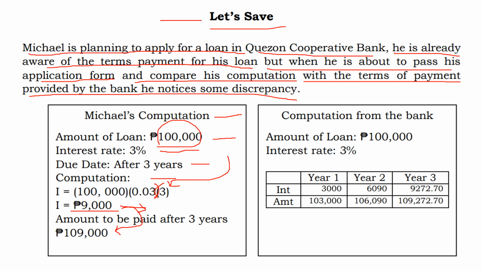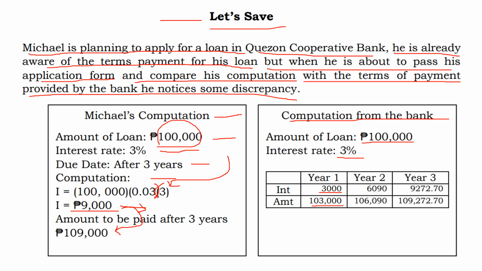While in the computation from the bank, the amount of loan is 100,000 pesos. The interest rate is 3%, the same interest rate as Michael's computation, after 3 years. But in this case, the interest now is 3,000 in the first year, so it becomes 103,000.